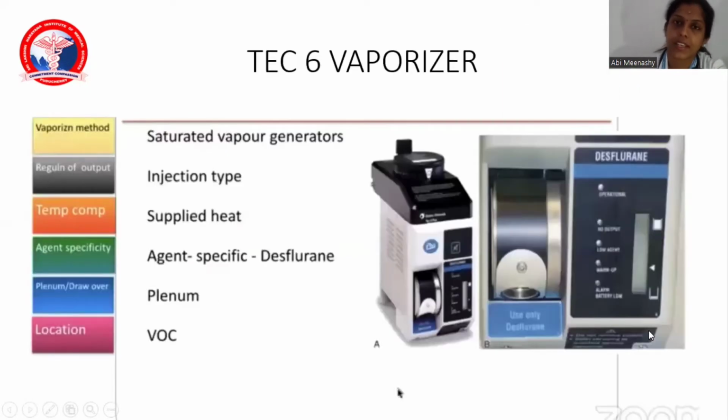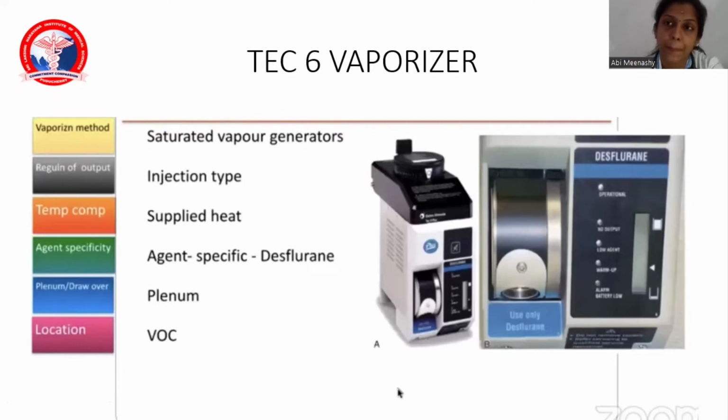Okay, next is Tec 6 vaporizer. Tec 6 vaporizer, as you can see, it is blue in color. It is for desflurane only. I'll tell you why it's for desflurane. Okay, the 6 points. According to vaporization method, it is a saturated vapor generator. Regulation of output is injection type. It is not variable bypass. It does not have a bypass chamber. It does not have a vaporizing chamber.